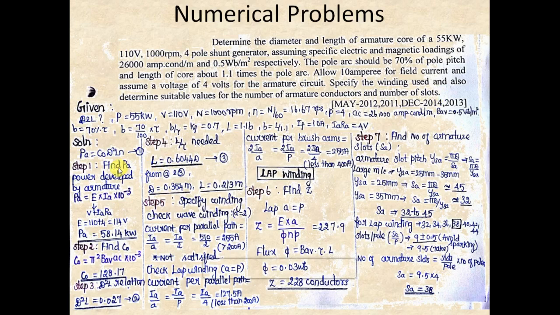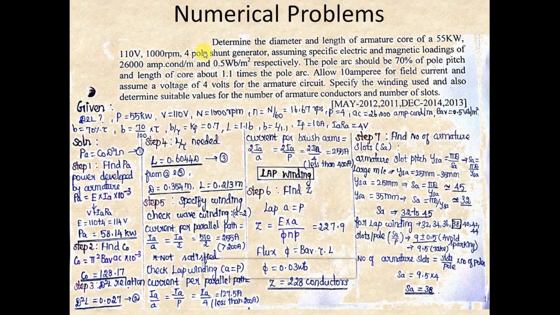First, let's determine the values of capital D and capital L. For that, we have to use the output equation, that is Pa is equal to C0 D square L into small n. Pa is the power developed in the armature, and in this DC generator, the power developed in the armature is generated EMF into Ia into 10 raised to minus 3.